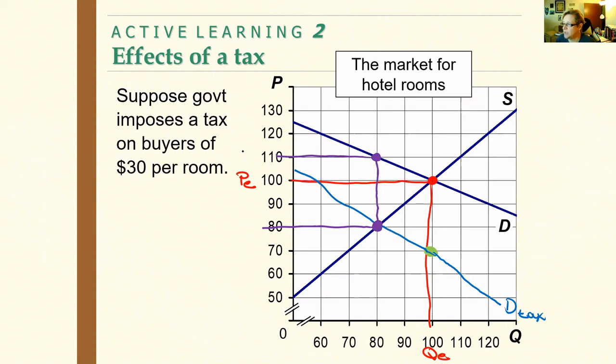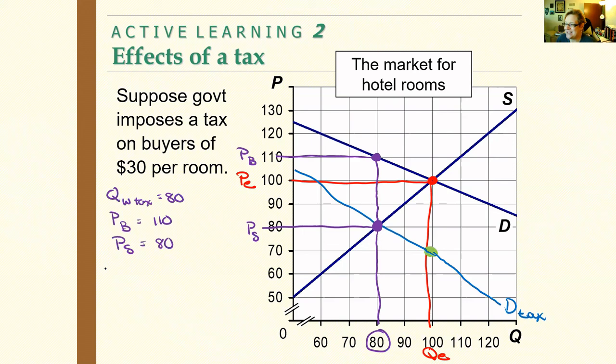Price that buyers pay is always on the top. Price that sellers receive is always on the bottom. So now we can answer the questions that were given to us. What's the new quantity? Well, if I follow this down, our quantity with the tax is 80. The price that buyers pay is equal to 110. The price that sellers receive is equal to 80.